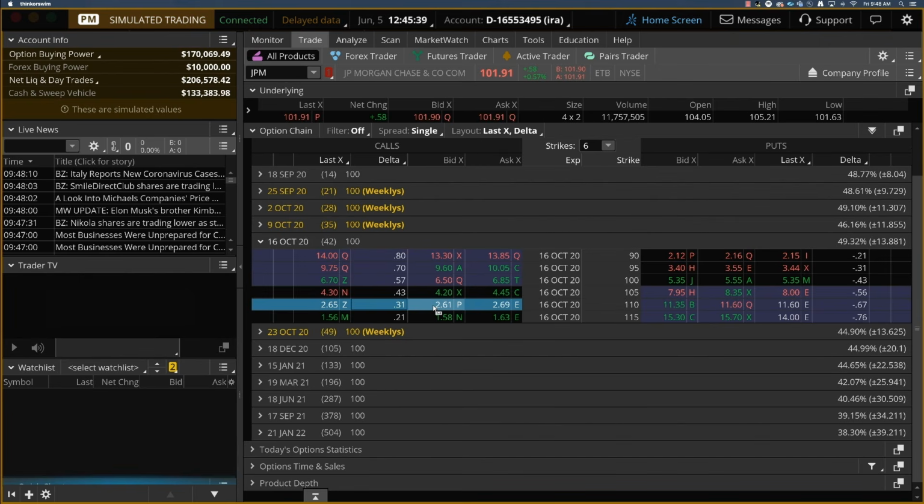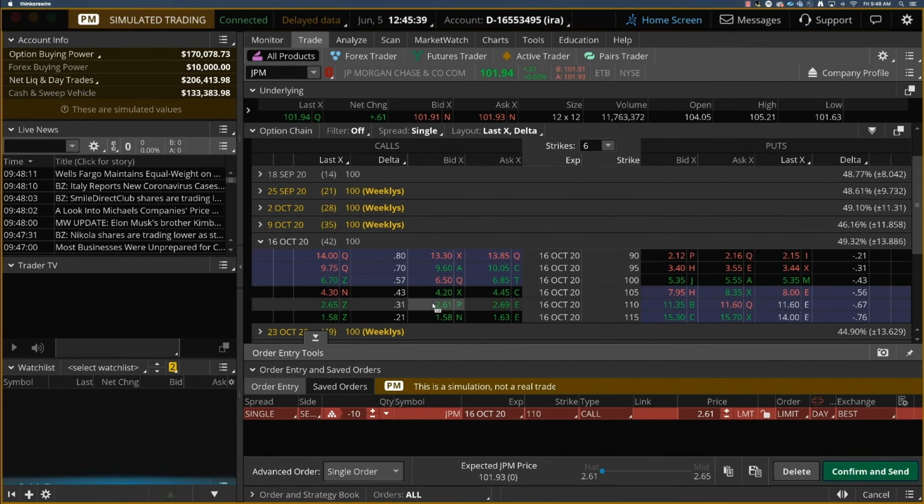Now, if the investor wanted to sell the call, they click on the bid column on the strike price that they want to sell. If the investor were to click on that, you're going to notice that down below, a red horizontal line appears.